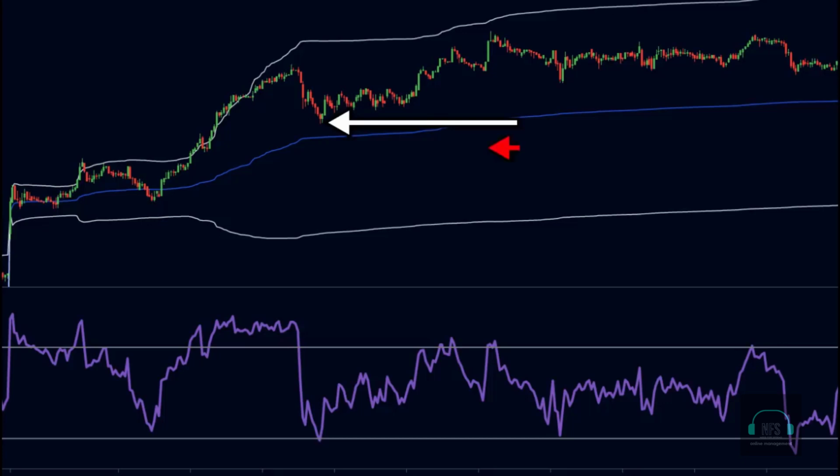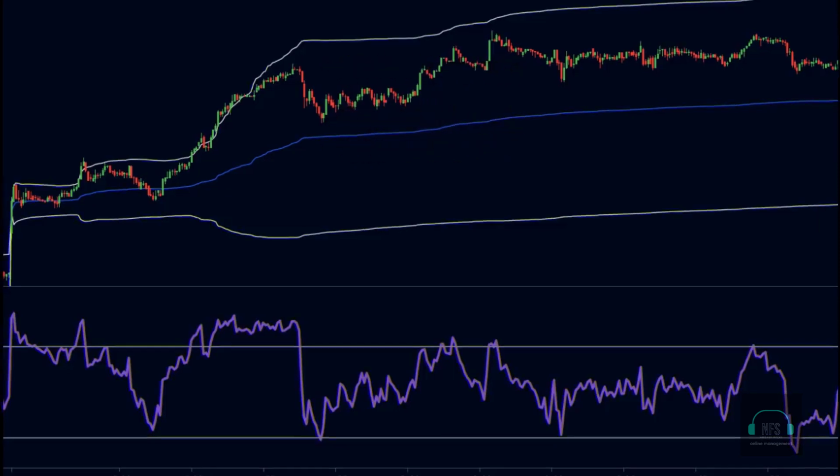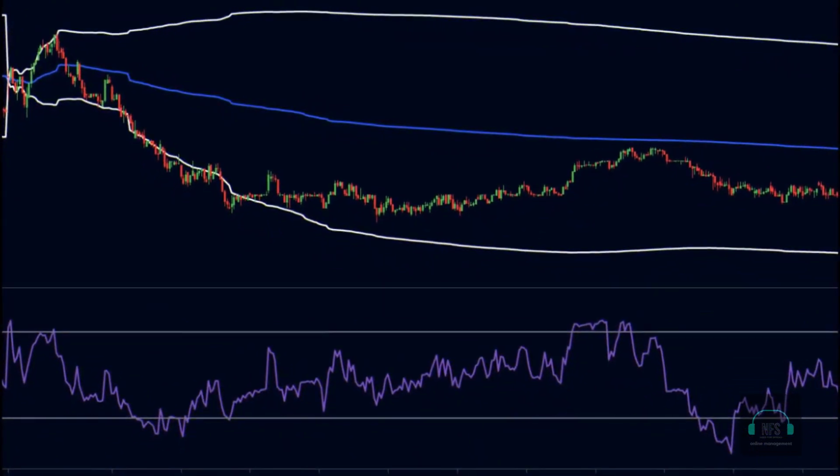We can keep our stop loss below the VWAP line, and we can place our targets at the recent highs. And as you can see, the price made a strong move on the upside. We achieved profits on this trade. Let us now look at a downtrend.